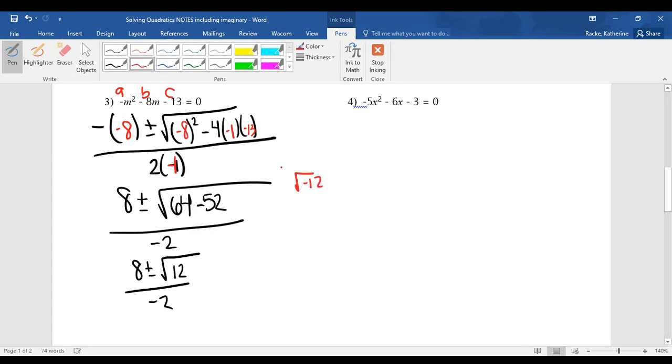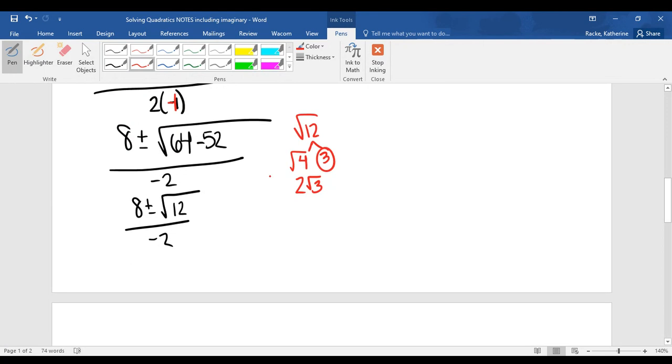So it's a +12. Square root of 12, the biggest perfect square that goes into that is 4 times 3. 3 is a dead number. Square root of 4 is 2. So it would be 2 square root of 3. So my answer is going to simplify to 8 plus or minus 2 square root of 3 all over -2.